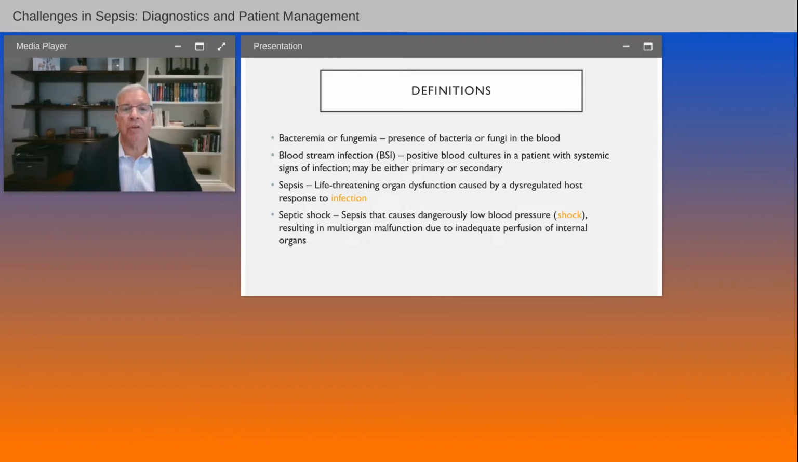So when we talk about bacteremia or fungemia, we're talking about the presence of bacteria or fungi in the blood. A bloodstream infection then is a positive blood culture in a patient with systemic signs of infection, and that may either be primary, that is from the blood vessels themselves, or secondary from an infection such as a urinary tract infection or pneumonia. Sepsis is a life-threatening organ dysfunction caused by the dysregulation of the host's response to infection. In other words, we overreact to the infection and it creates some damage to one or more organs. And if it's multiple organs, we define that as septic shock.